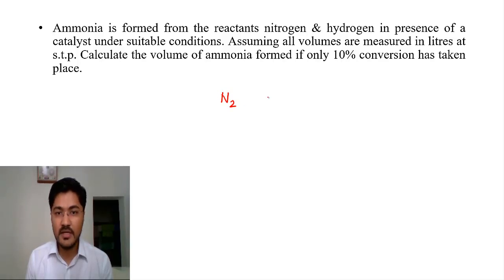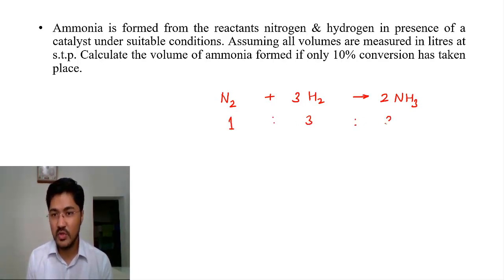So the balanced equation would be N2 plus H2 would give NH3, and after balancing it, it would be N2 + 3H2 gives 2NH3. So according to Gay-Lussac's law, we'll get 1:3:2. That is 1 volume of nitrogen plus 3 volumes of hydrogen will give 2 volumes of ammonia, which again means that 1 liter plus 3 liters will give 2 liters.